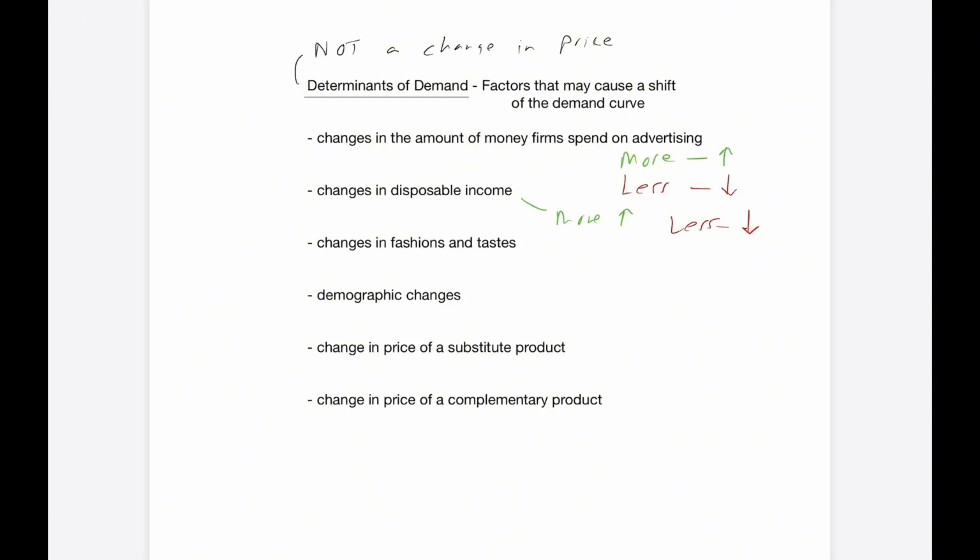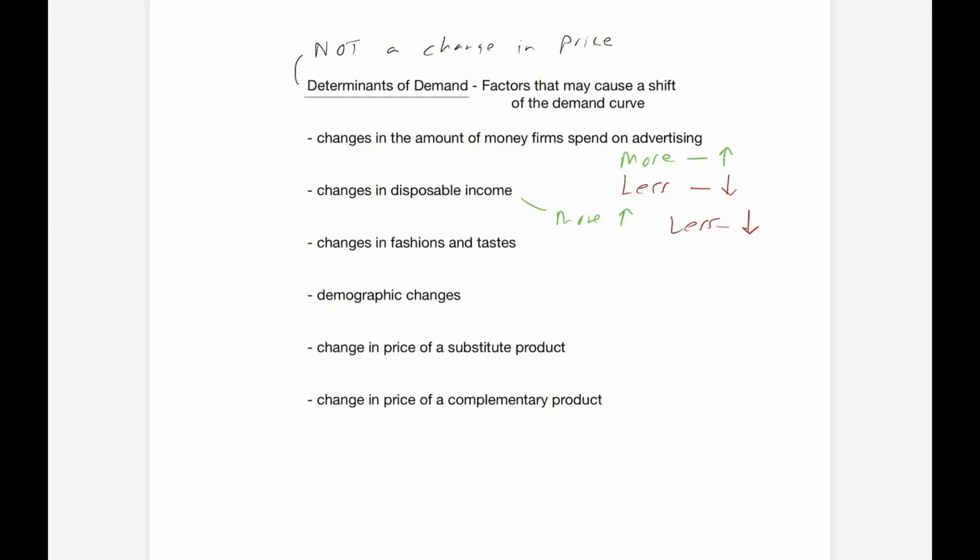Also, changes in fashions and tastes. At the moment, the sport of paddle, the racket sport, is becoming really popular in the UK. It's really growing. So therefore, the demand for playing paddle, for paddle court hire, for paddle rackets, paddle balls, etc., has increased as a result.